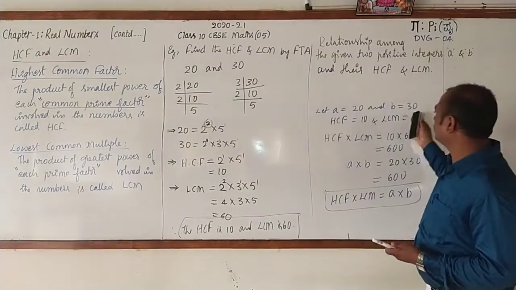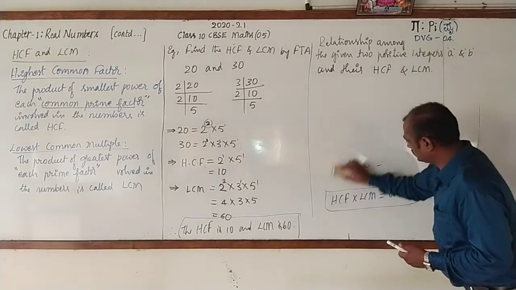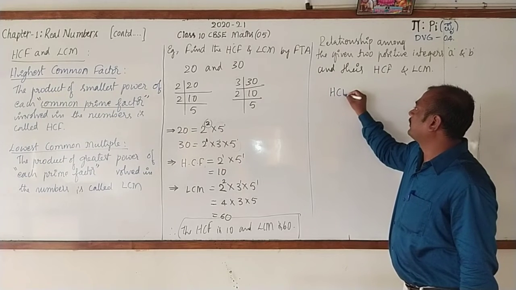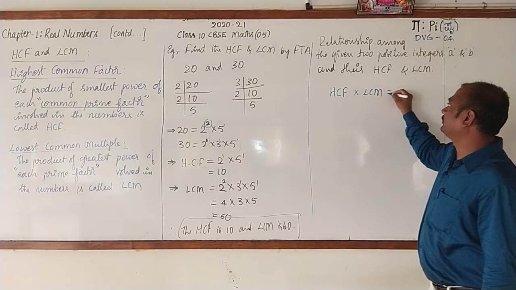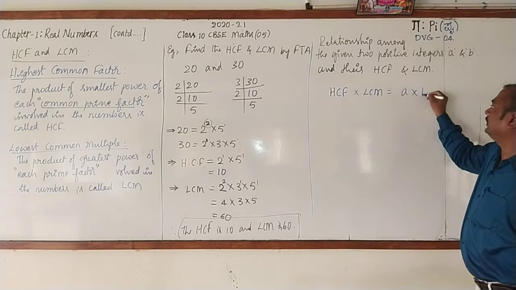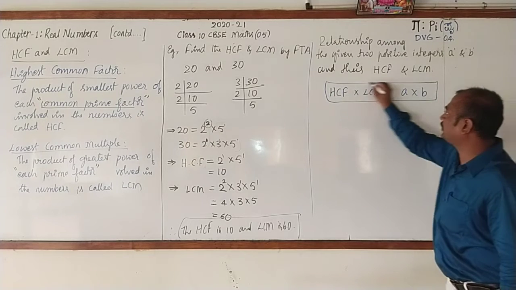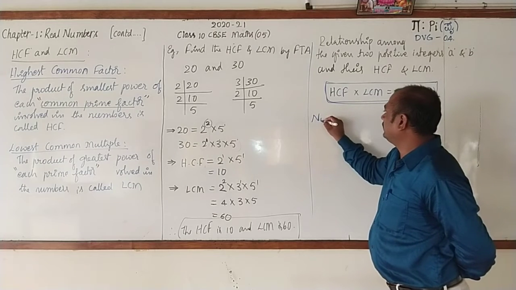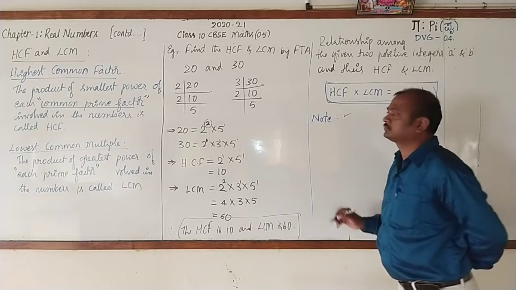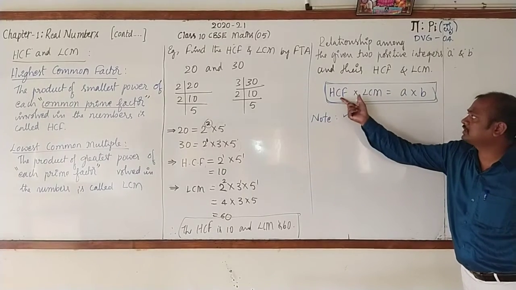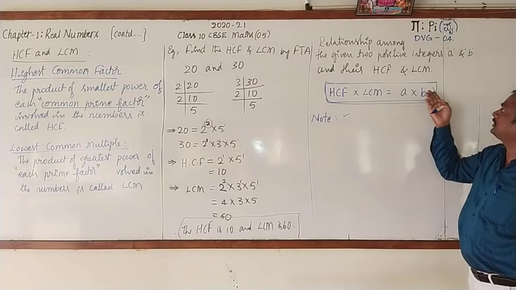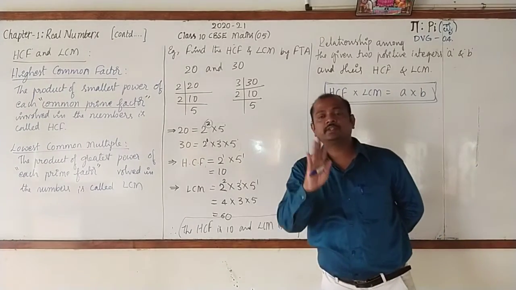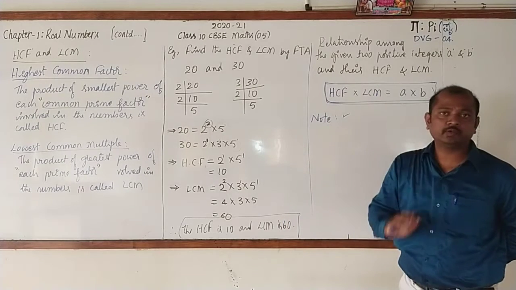We have already come to know what it is. So we can write it as HCF into LCM is equal to A into B. This is the relationship. Very important one. Must be remembered. Then here you can notice that there are four terms. HCF is one term, LCM is one term, A is one term, and B is one term. Total four terms are there. When you know any three terms, you can find the fourth term.